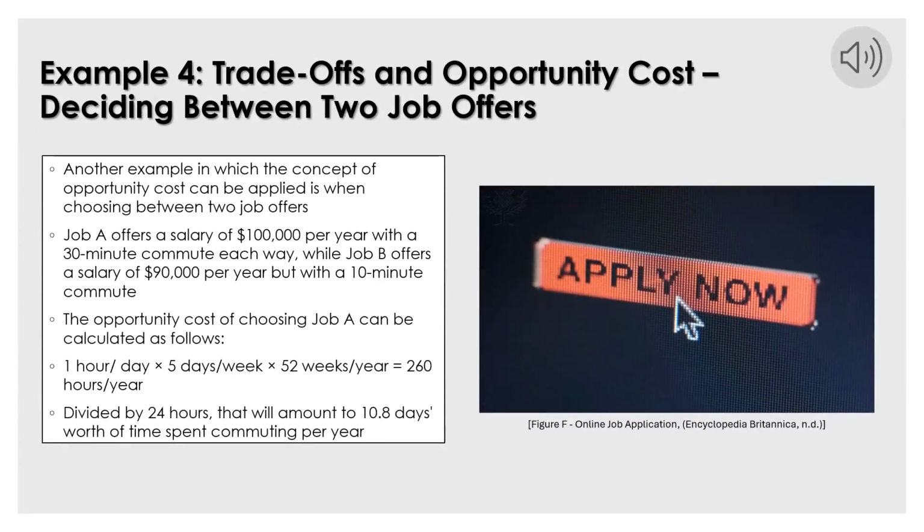An example in which opportunity cost can be applied is when choosing between two job offers. In this scenario, the opportunity cost refers to the value of what you give up when choosing one option over another. Job A offers a salary of $100,000 per year with a 30-minute commute each way, while Job B offers a salary of $90,000 per year but with a 10-minute commute. The opportunity cost of choosing Job A will amount to more than 10 days' worth of time spent commuting per year, time that could have been used for other productive activities such as relaxation, hobbies, spending time with family, and so on.